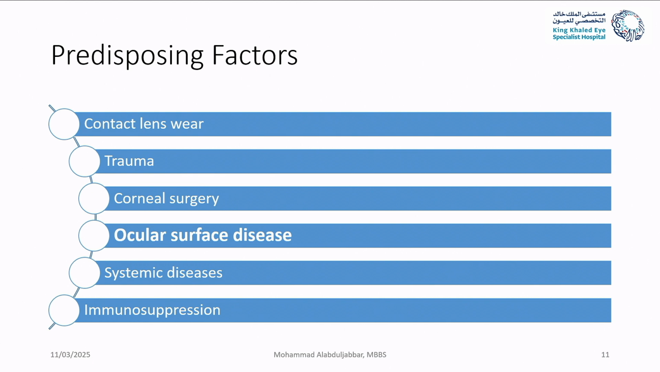The fourth is ocular surface disease, like mucous membrane pemphigoid, Stevens-Johnson syndrome, also atopic conjunctivitis, radiation, vitamin A deficiencies, all of which affect the ocular surface epithelium and cause unstable tear film. Systemic diseases also, like diabetes, HIV, collagen diseases, are risk factors for infection, and immunosuppression in general, whether it is systemic or local, by using steroids, for example.